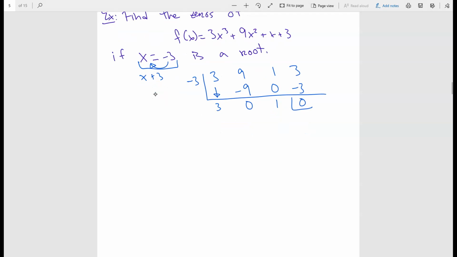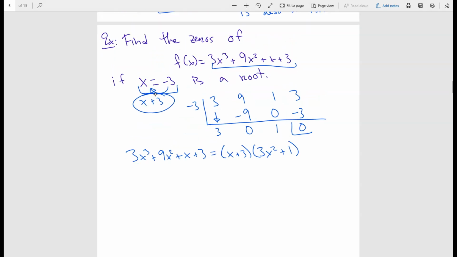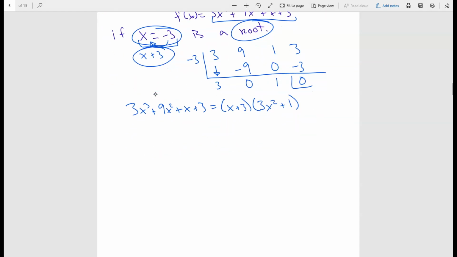Okay, so now what I have left is that this f of x, 3x cubed plus 9x squared plus x plus 3, can be written as the factor I just had, x plus 3, times, since this was a cube, this is going to be a square, 3x squared plus 1. Now, since we want to find the roots, we already know one root is x equals -3. All we've got to do is figure out the other roots. So let me set it equal to 0, because that's how we find the roots. We know x plus 3 equals 0, and 3x squared plus 1 equals 0.